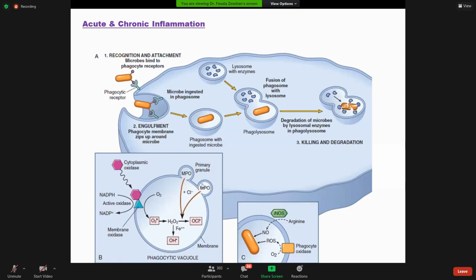There's an enzyme called NADPH oxidase that converts NADPH to NADP. When this happens, the oxygen is converted into free radicals, and the free radicals have microbicidal activity. So in this way, this mechanism performs its function of killing microbes.